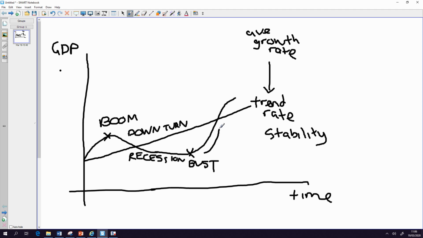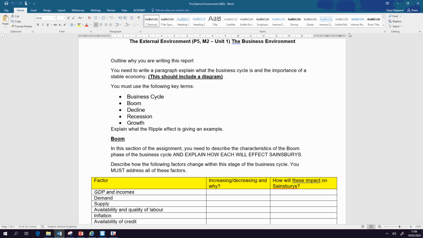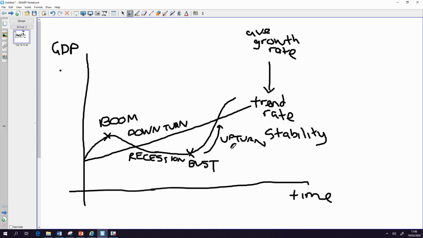But then what tends to happen is that things start to pick up. Now, this arrow would represent an upturn on the business cycle. If I look at the language used on your assignment brief, we're calling this growth. So the upturn is where growth will again start to pick up on the business cycle. So what is now starting to happen is that GDP is again starting to increase, businesses are starting to produce more goods and services, so output is starting to grow, more people start to get jobs, and incomes start to increase across the economy.